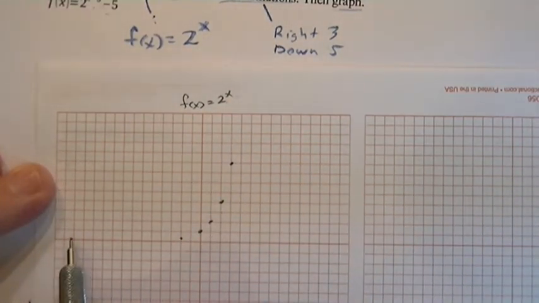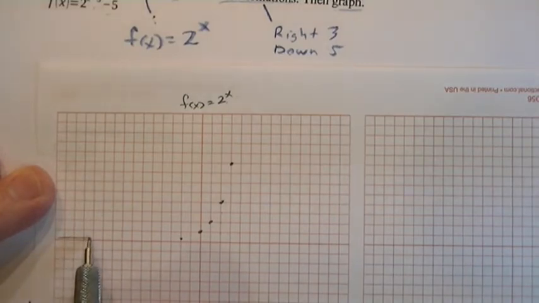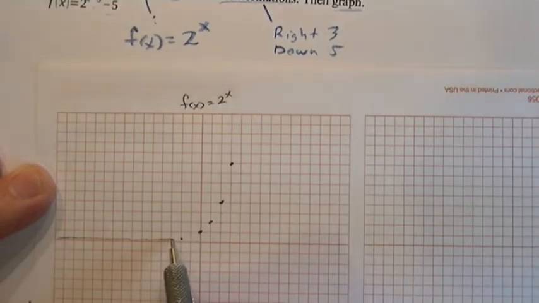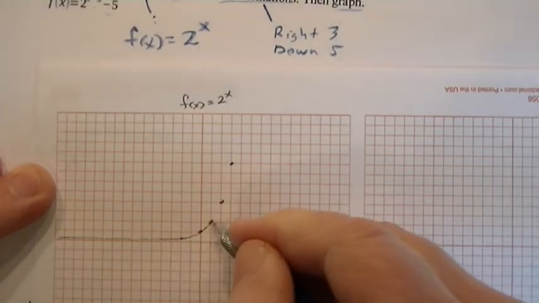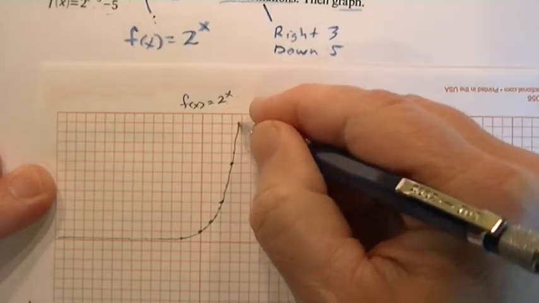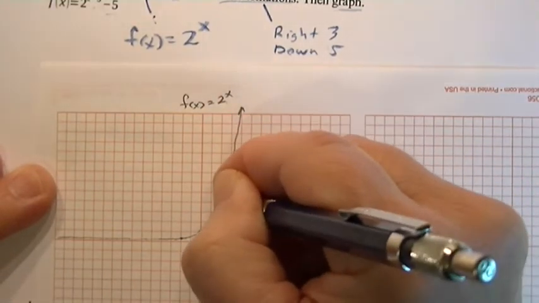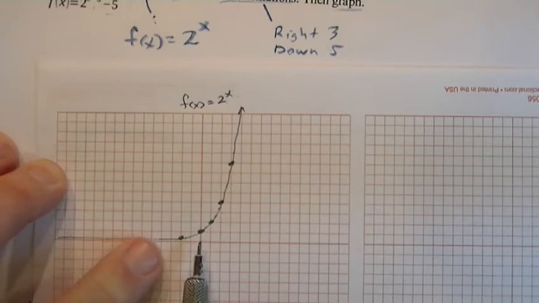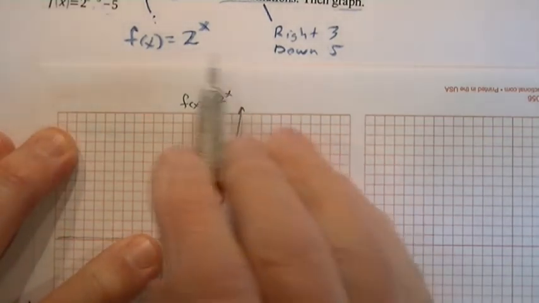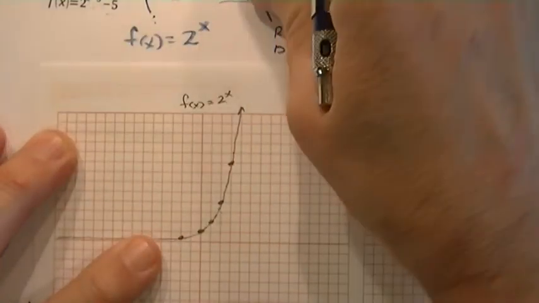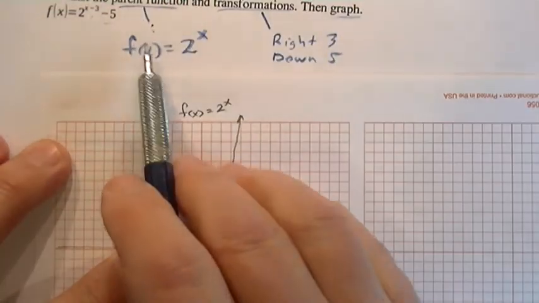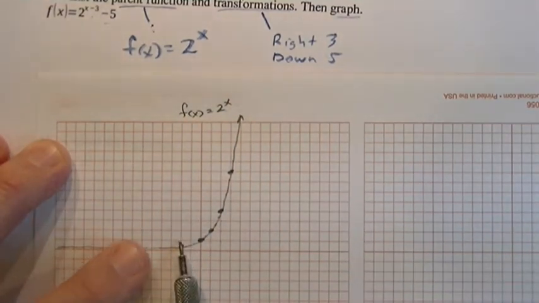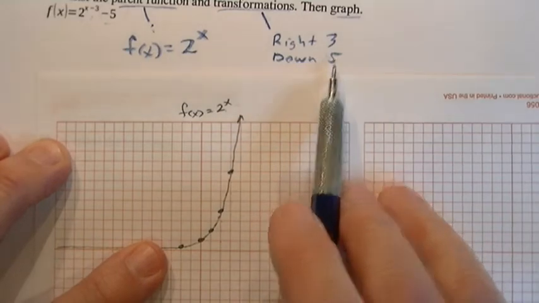And so this thing is our classic exponential curve. It looks very flat along here, hardly moves at all, and then it does this. Now, you've plotted all these points, and we don't have to recalculate any of these points for this function, 2 to the x minus 3 minus 5, because all we have to do is apply the transformation to each one of these points. We just need to go right 3 and down 5.